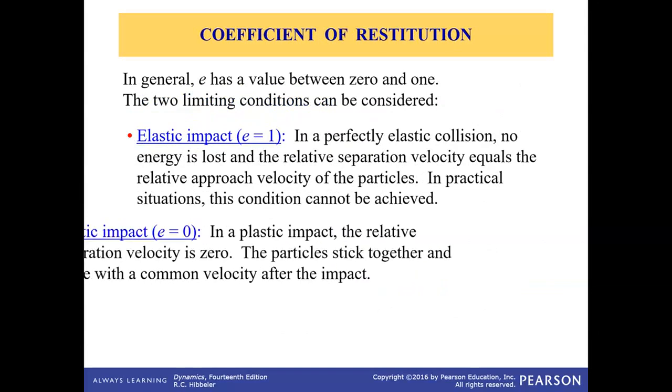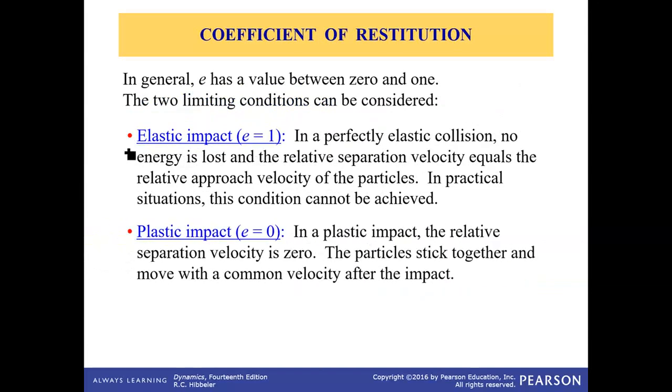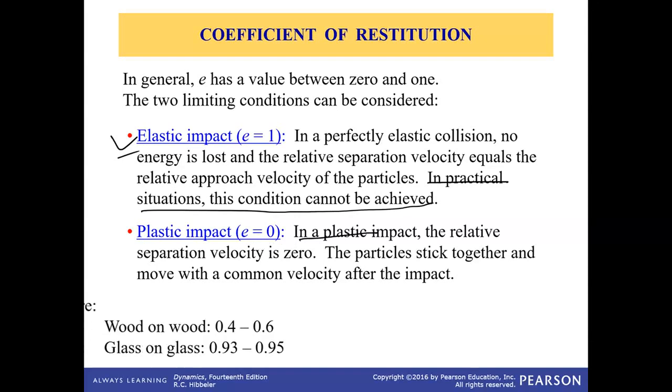Depending on the value of e, an impact can be classified as elastic impact, where the value of e is 1, which is a perfect collision with no loss of energy. In practical situations, this condition cannot be achieved. It's like throwing a ball from a height and the ball bounces back to the same height. Plastic impact is an impact where the relative separation velocity is 0. That means either the two objects will move together with the same velocity, or if you throw an object which hits the ground, it does not bounce back at all. And for that, the coefficient of restitution will be 0.